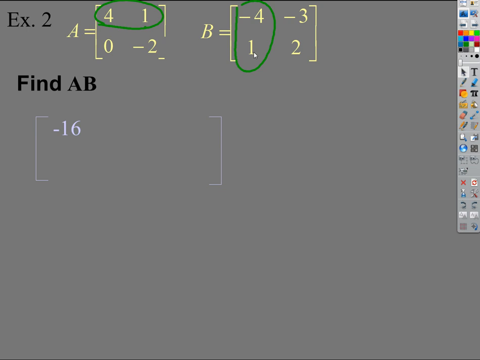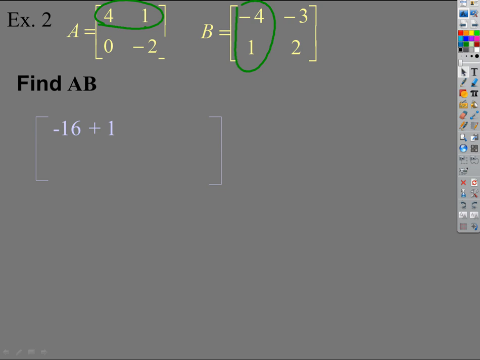Well, we just do it in corresponding order. So we go from left to right along the row. There's the first number, there's the second number of the row. Here's the first number and the second number of the column. And so we just multiply those in pairs and take the sum of all those little mini products.